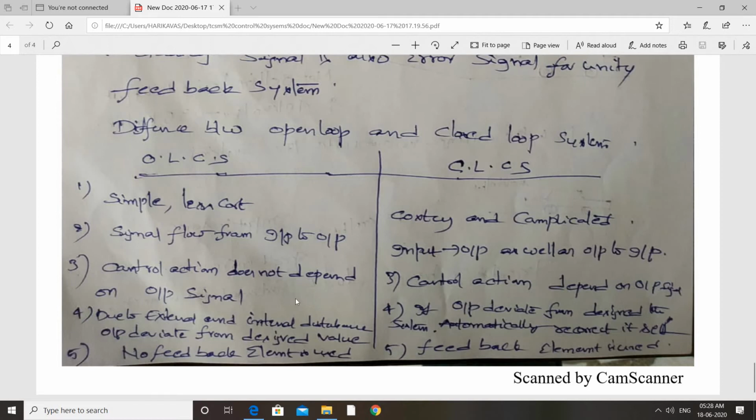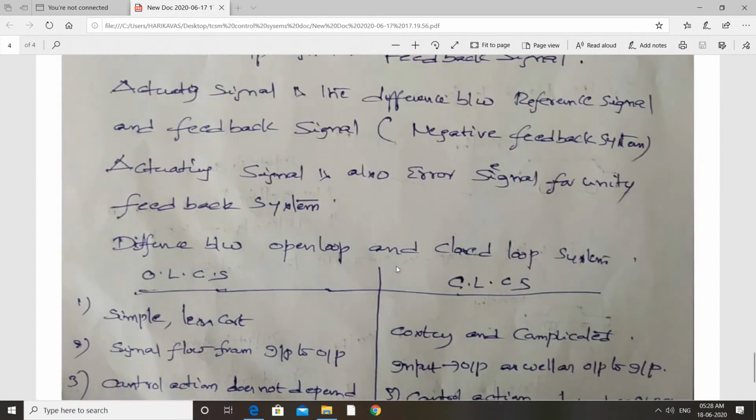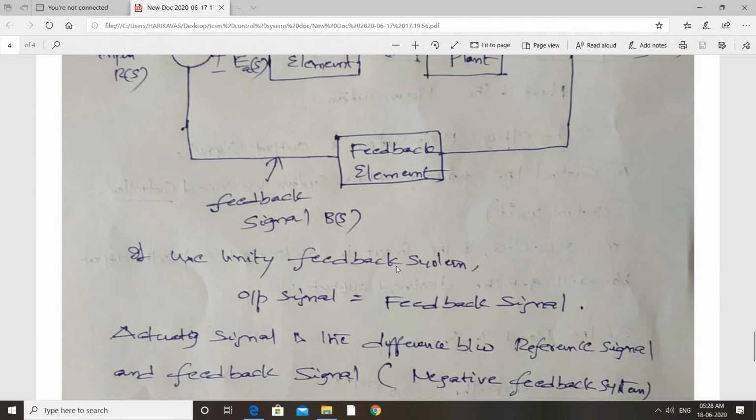And the fifth point is, no feedback element is used in an open loop control system, whereas in a closed loop control system, a feedback element is used. So these are the very basic differences, and we'll list out some more, some other 4 or 5 differences between open loop and closed loop control systems in further studies, in the next classes.